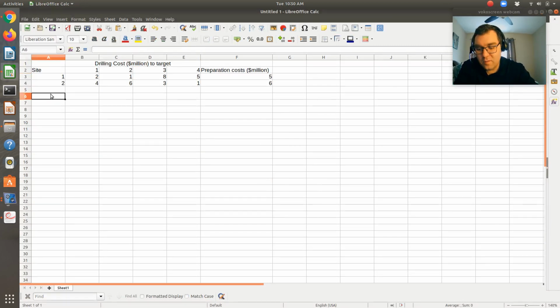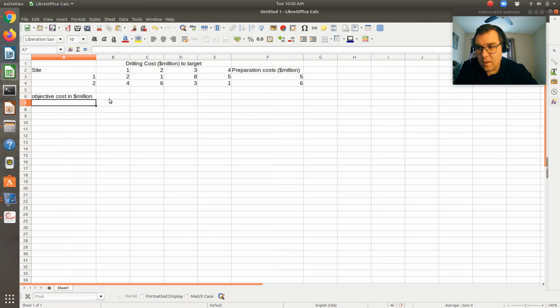Okay, so our objective was to minimize our cost, and that's going to be in millions of dollars. Before I can even calculate that, I need to make sure I add my variables. So let me add my variables. We'll do yi, and we'll just initialize it with values of 1. This is going to be if site 1 and then site 2 is prepared.